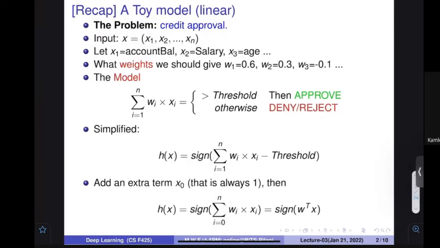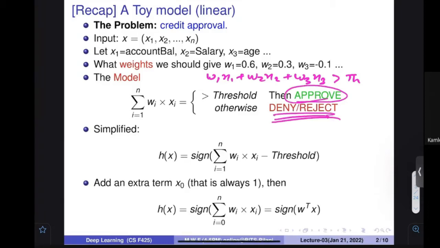Okay, so we have also seen that we can find out some kind of weight, that is, how much weight I want to give to x1, x2, x3. Then we can come up with an equation: w1 x1 plus w2 x2 plus w3 x3. If this value is greater than some threshold, I'm going to approve this transaction. Otherwise, I'm going to deny or reject it. This we have seen in the last class.